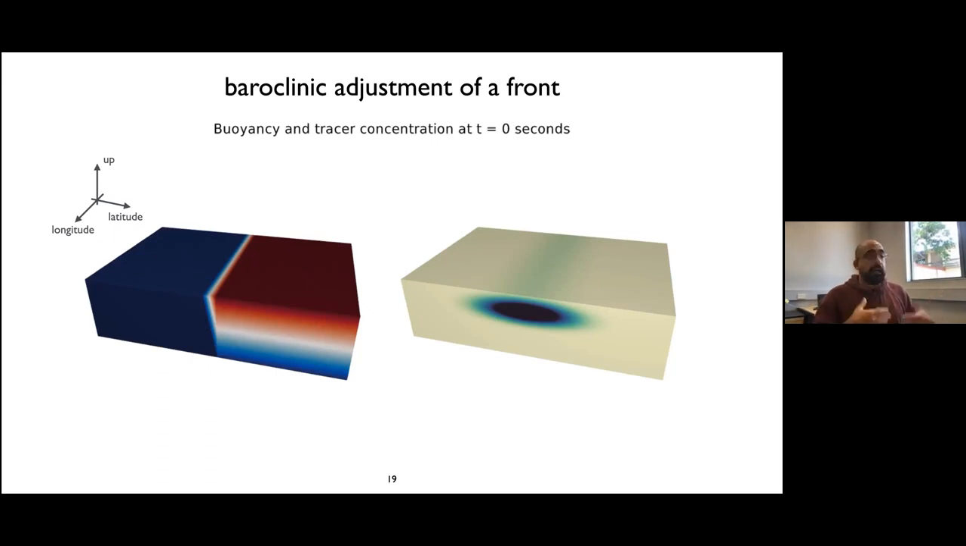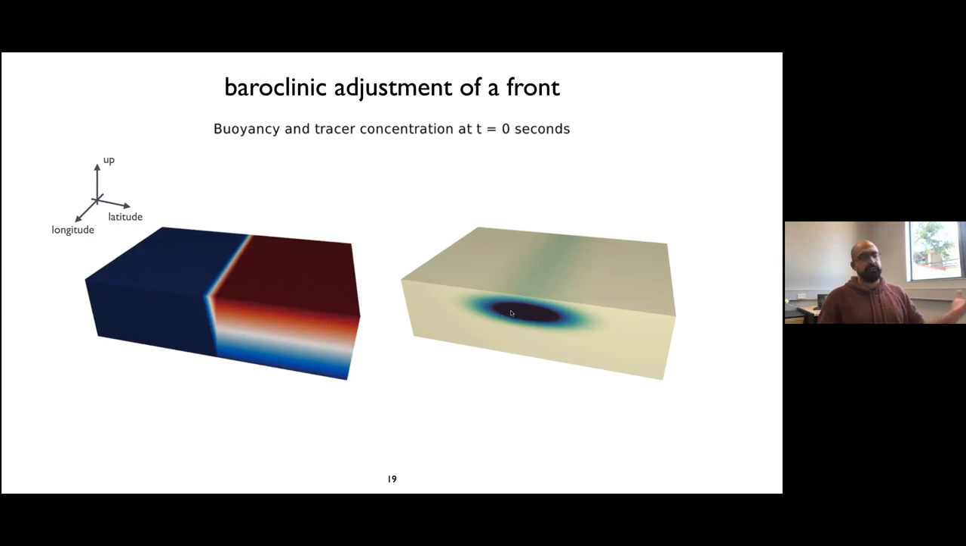The problem I decided to use here is mostly a demonstration, not that we're trying to solve the mesoscale problem with this. I just want to show you how this calibration works. So I have this baroclinic adjustment of a front. On the left, you see buoyancy. You start with the isopycnals pretty steep, and as we let this go, this front will become baroclinically unstable.